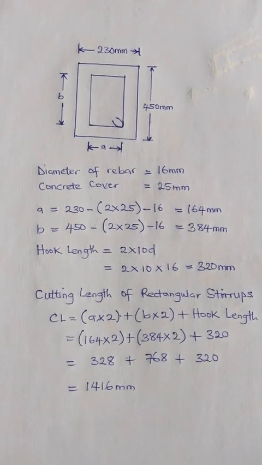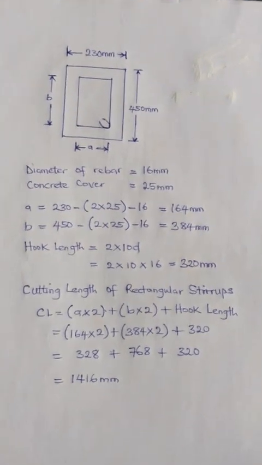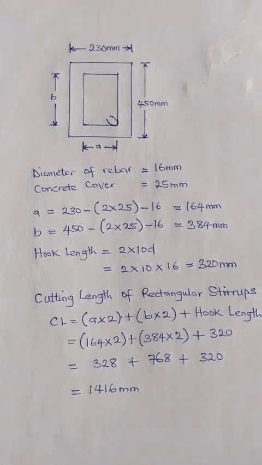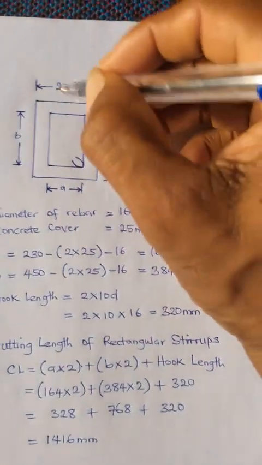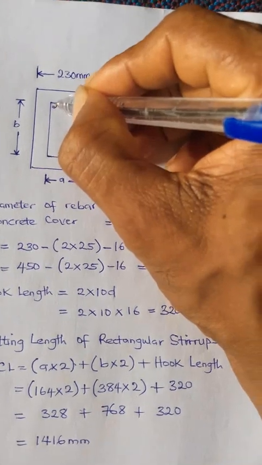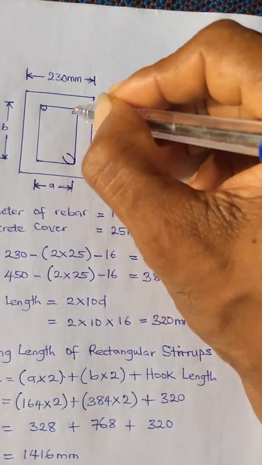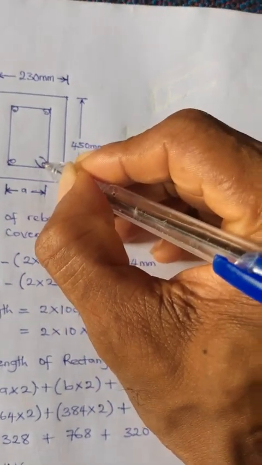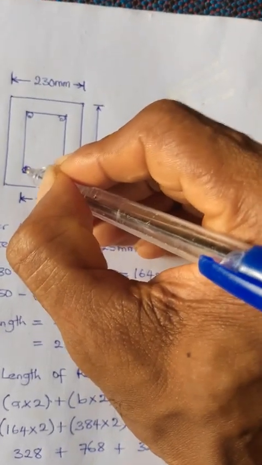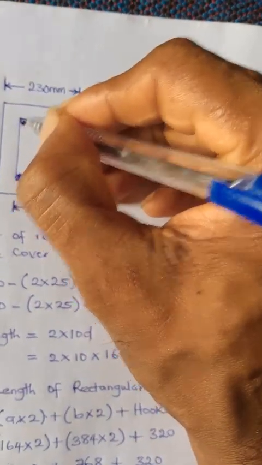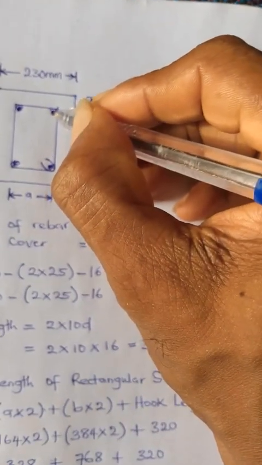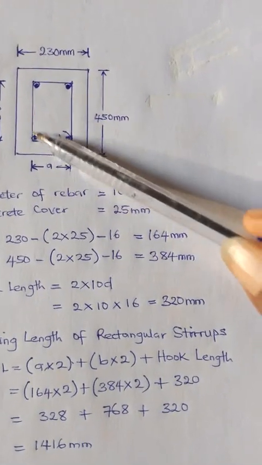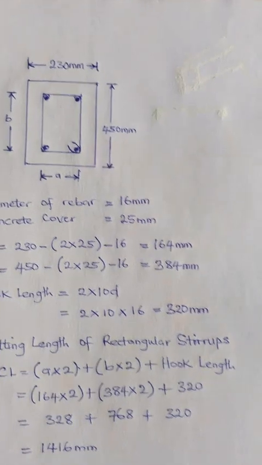Today, we are going to discuss how to calculate the cutting length of a rectangular stirrup. Now, you know that a stirrup is what keeps the main bar in position. For example, we have our main bar here, a bar in this form, positioned at these various points. So we have 4 bars. It is a stirrup that helps to keep these 4 bars in position.